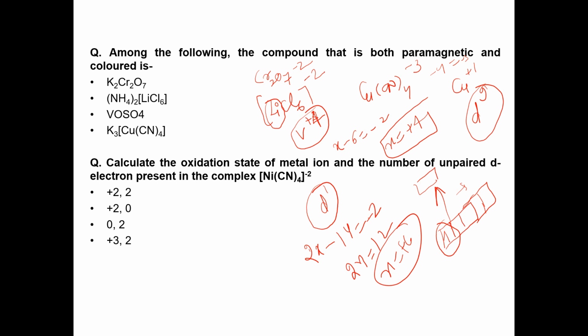Moving to the next one, that is, calculate the oxidation state of the metal ion and the number of unpaired d electrons present in the complex. Here also it is d8, right? And the oxidation state will be plus 2. And what will be the unpaired electrons? Because the cyanide ligand is a strong ligand, it will pair up all the electrons.